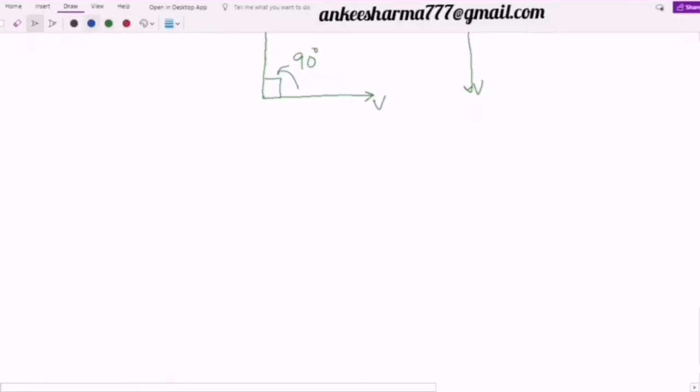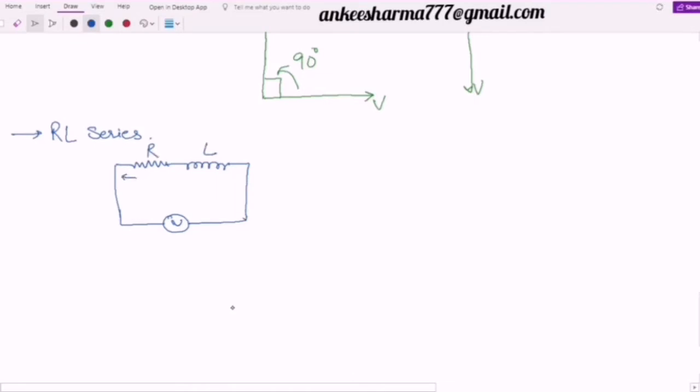So next case is an RL series case. In an RL series case, we will have an AC source, we have a resistor, and we have an inductor. This is R, this is L.